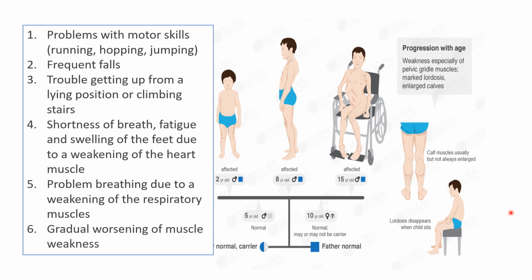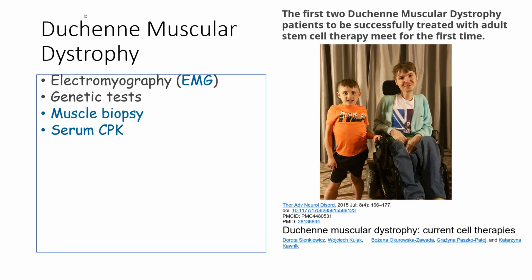Gradually, the worsening of the muscles will occur. Lordosis will occur. Then the patient cannot walk. Weakness, especially in the pelvic muscles, and enlargement of calf muscles will be there. So all this will result, and this happens when a mother is carrier and father is normal. So this dystrophy may be manifest.